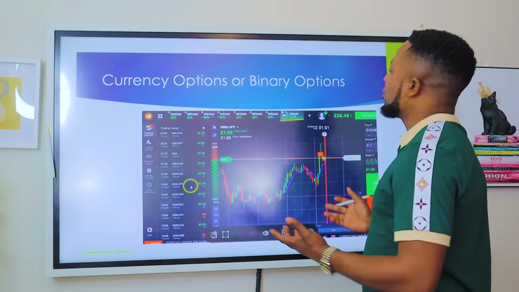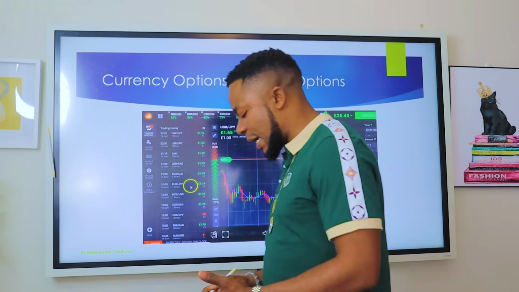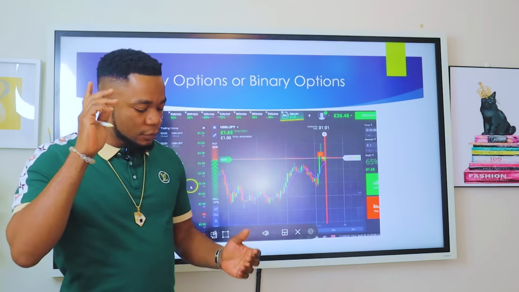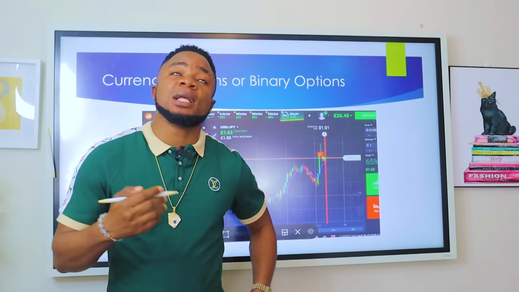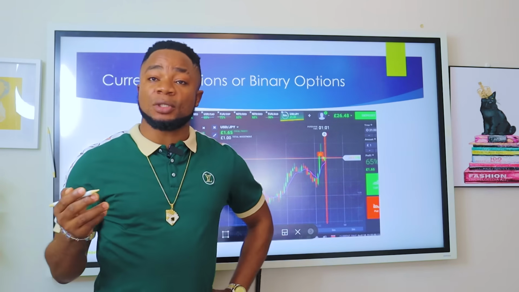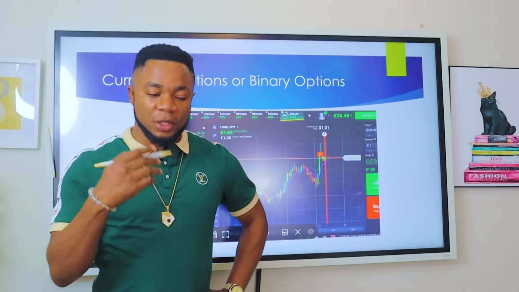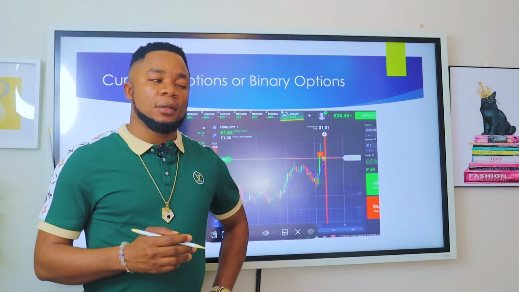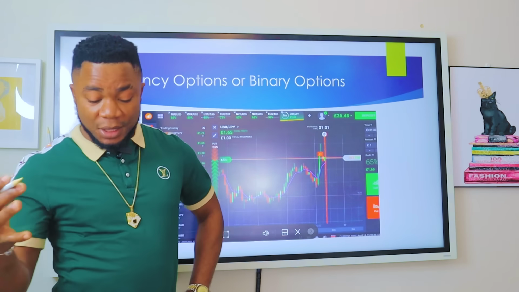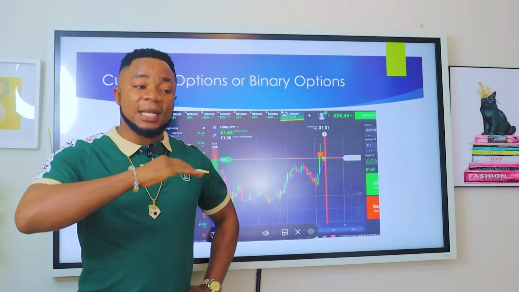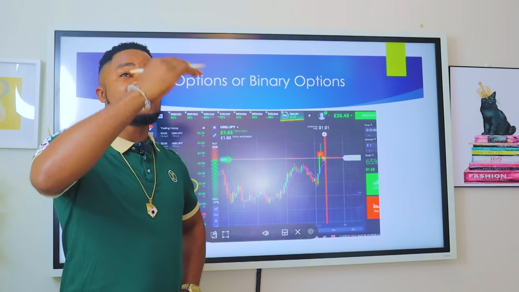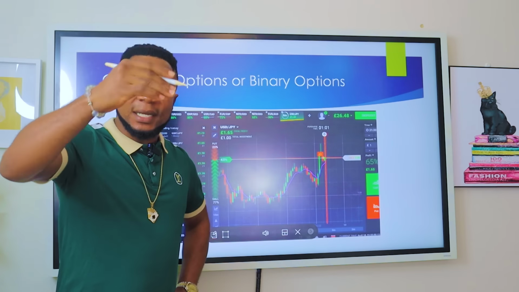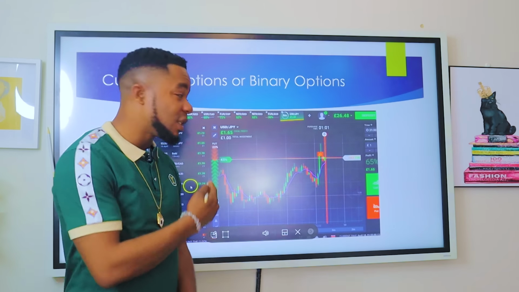So currency options or binary option. What do you understand by a currency option or binary options? Let me just give you a general explanation of options. If you are trading stocks, or indices, or commodities or anything, and you are trading in terms of options, it means you buy that particular asset at a particular price with a predetermined future price at which you want that asset to expire. It's the same thing in forex.